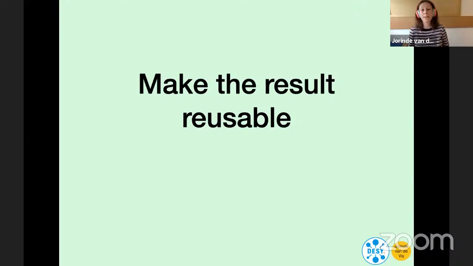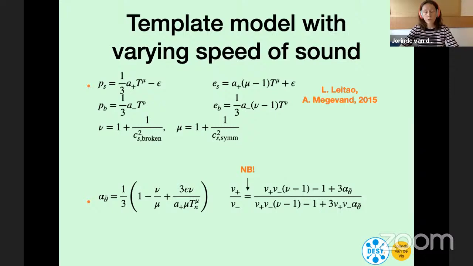Okay, so that was part one of the goal. The second part was to make this result reusable for other people such that they don't have to solve the hydrodynamic equation. In order to do that, we proposed to, instead of mapping the model onto the bag equation of state, map it onto what we call the template model, which is a model with a speed of sound that can deviate from 1/√3, but is constant. So it's sort of a generalization of the bag equation of state. And we have quantities nu and mu appearing here, which depend on the speed of sound.